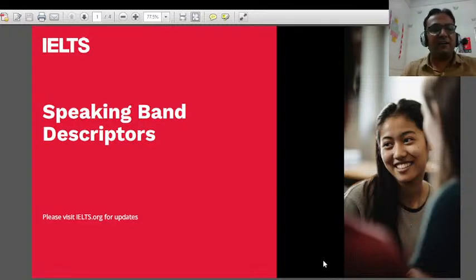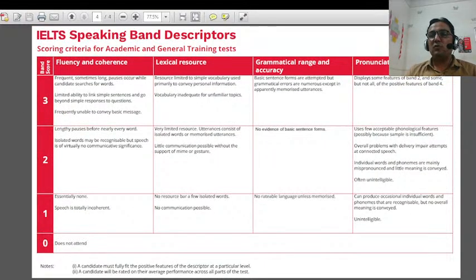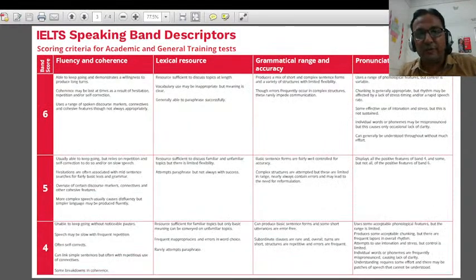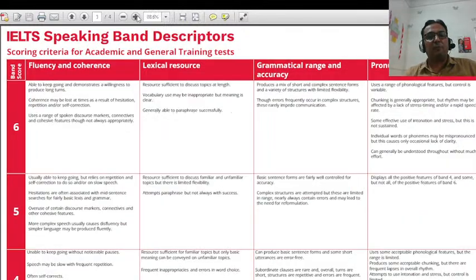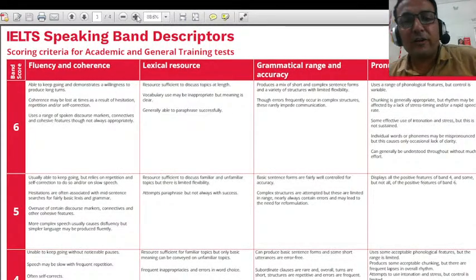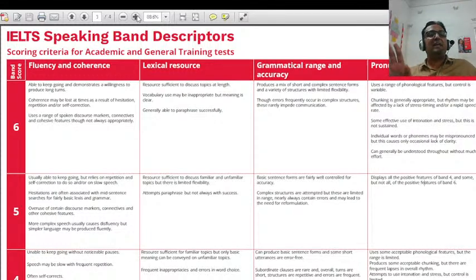So firstly, we are going to talk about the speaking band descriptors, like what is the basic way by which examiners these days check the speaking, what basic things the examiners use when they give the result to the student, and how students score. Whether you are preparing for general IELTS or academic IELTS, IELTS speaking is the same for each and every student. There is no difference in IELTS speaking.